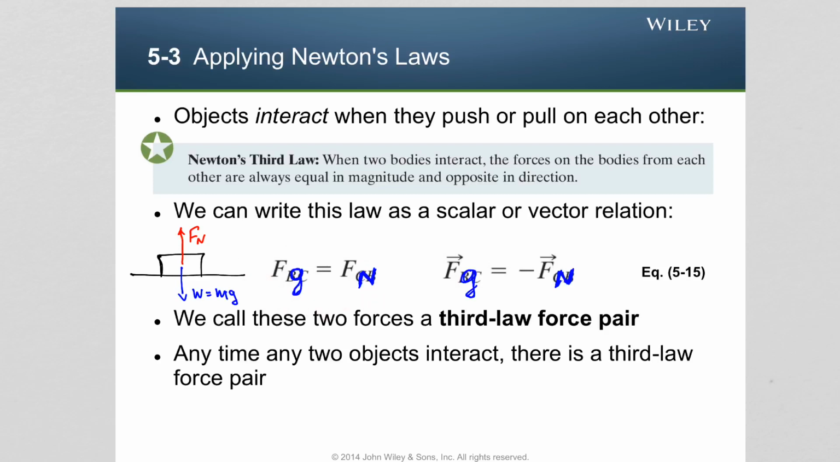The pair of forces that arise from the interaction of two objects is oftentimes called the third law force pair, or simply an action-reaction pair. Anytime any two objects interact with each other, there is a third law force pair, or action-reaction pair.